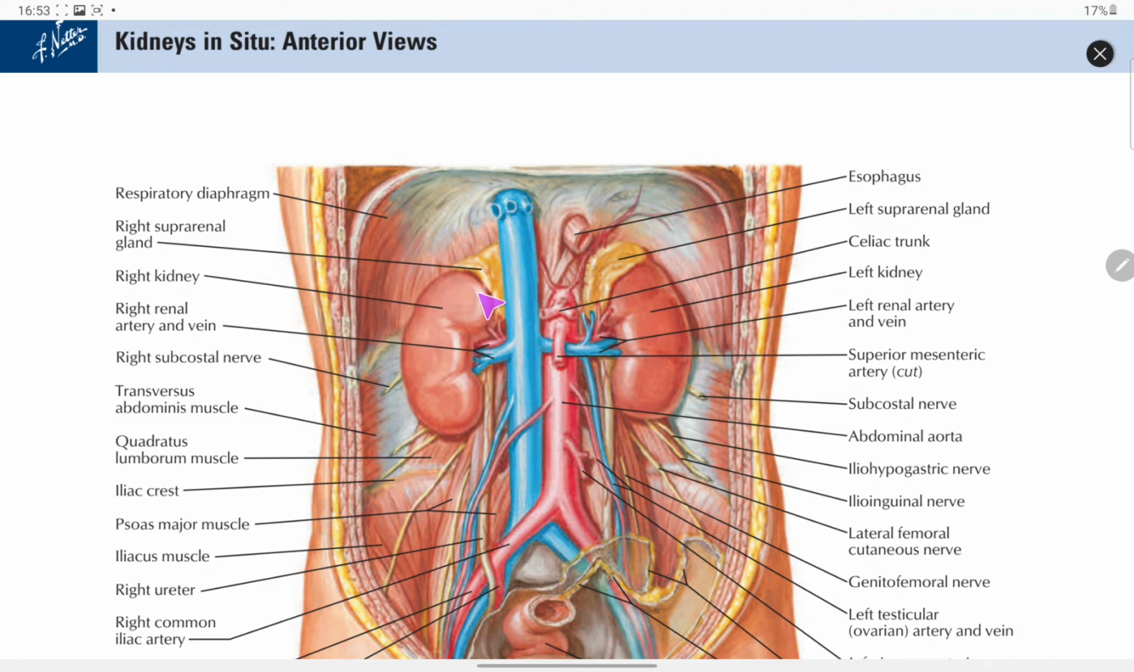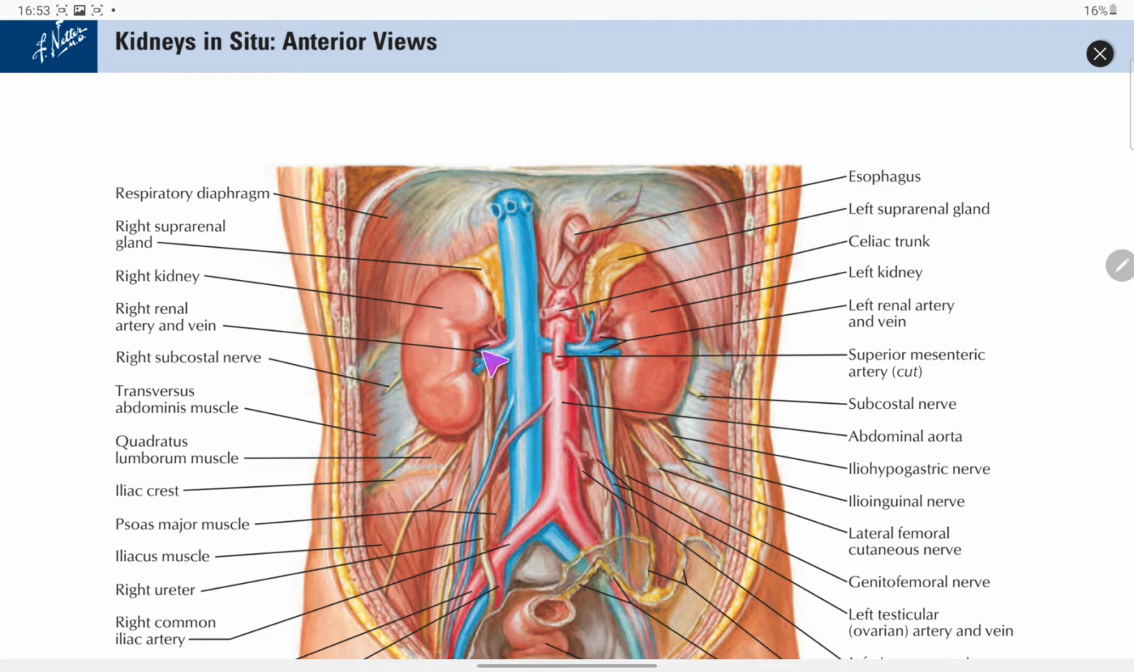The upper pole is broad and in close contact with the corresponding suprarenal gland, whereas the lower pole is pointed. It has two surfaces. The anterior surface is irregular, whereas the posterior surface is flat. It has a lateral border which is convex and a medial border which is concave. Its middle part shows a depression called the hilum of the kidney.